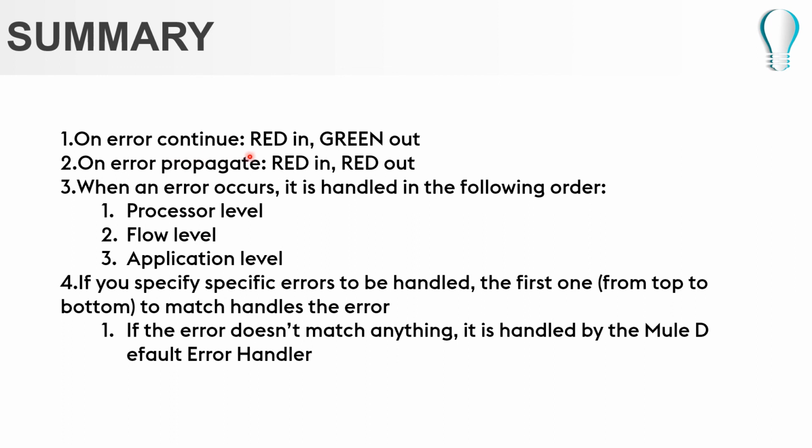Then when an error occurs, it is handled in the following order. First, your processor level will handle the error. If it is a try block, catch block, first that will handle your error if you have error handling there. Next comes the flow level, be it your main flow, child flow, or subflow. Then it will pass the control from your try block to your flow level error handling. Then it comes to the application level. So if it is a child flow, the control will go to the main flow, and then the main flow again at application level, that error would be handled.